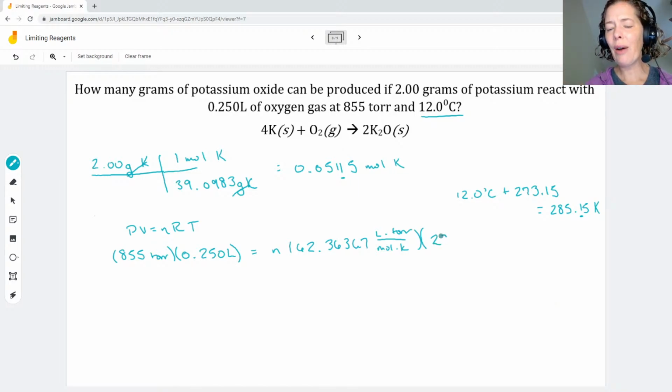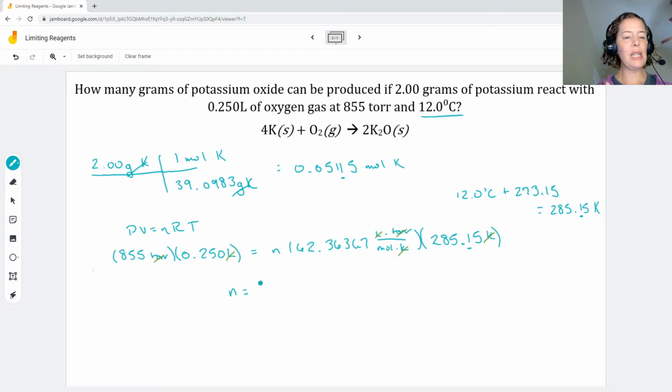Okay, so now I'm going to put my temperature in here, again with my little reminder, and just make sure that all of your units cancel. So my torr cancels, my liter cancels, my Kelvin cancels. I am left with moles. That's exactly what I'm solving for. I'm solving for n, which should be in moles. So everything is working out.